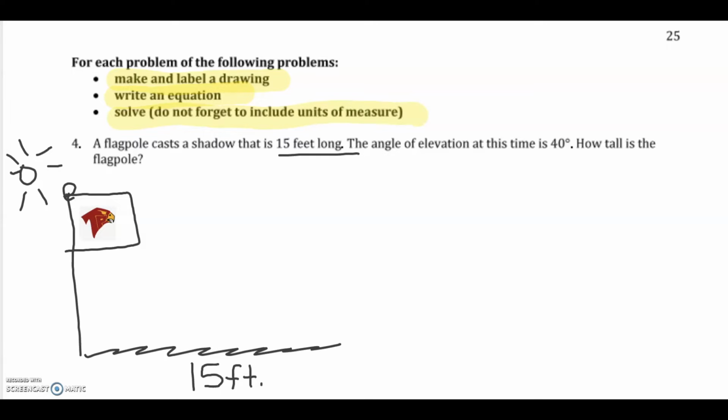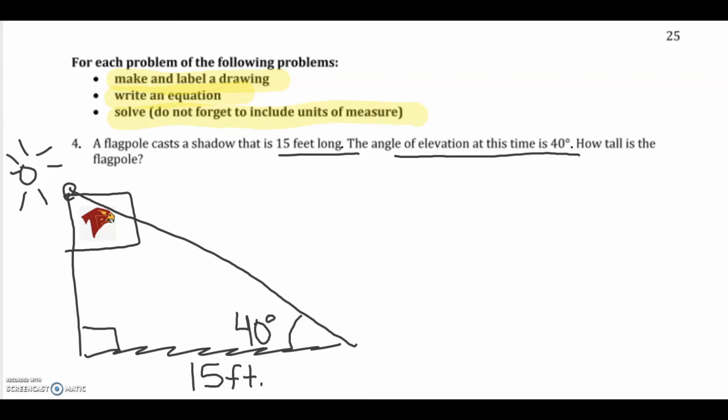Now, the angle of elevation is 40 degrees. So if we connect the top of the flagpole to the bottom of the shadow, then it creates a 90-degree angle. And the angle of elevation is from the horizontal line looking up. So that's this one over here, and that is 40 degrees. Then we want to know how tall the flagpole is. So we'll label the height of the flagpole as x.